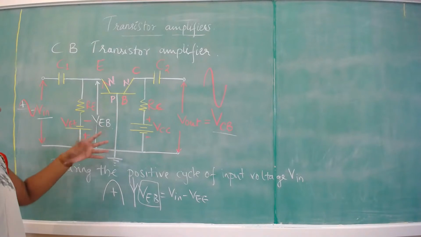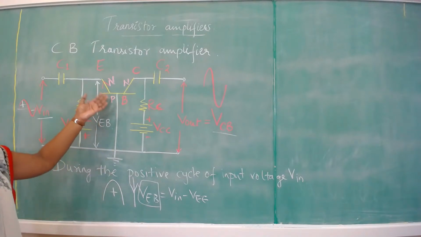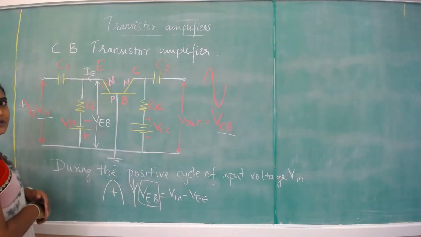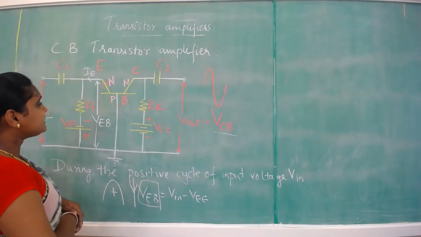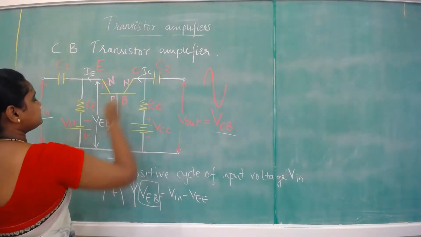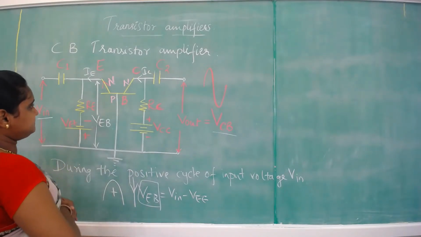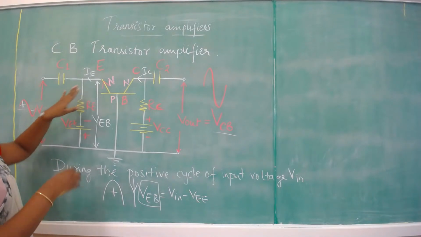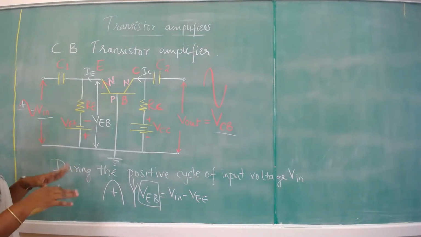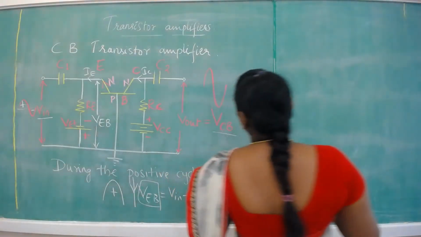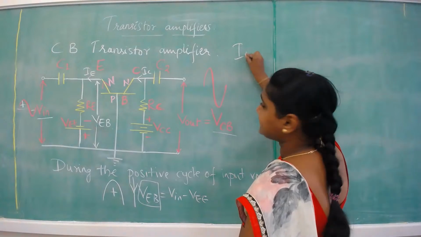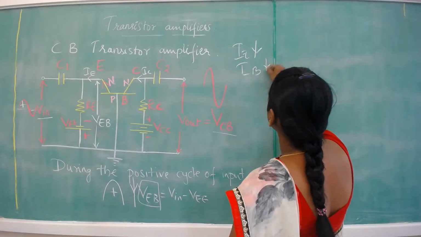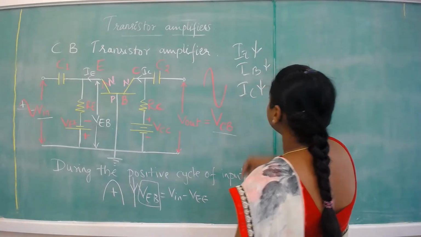As the value of VEB is decreasing, definitely the emitter current will decrease. Here we are going to show the emitter current, and here we are going to show IC. As the emitter current is decreasing, the base current also decreases and overall the collector current decreases. So IE decreases, IB decreases, and IC also decreases.